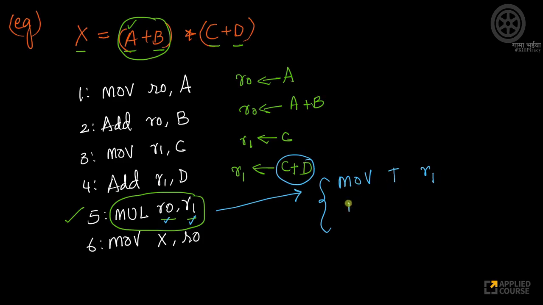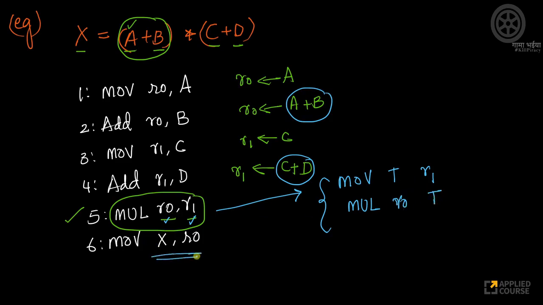Then you compute this mul, right? Now what do I want from R0? What does my R0 contain? My R0 contains A plus B, comma T. Now what is in T? C plus D is in T. So whatever is there, A plus B, that is multiplied with C plus D and it is stored in R0.